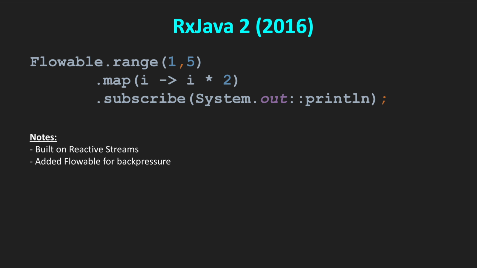Again, the Flowable is another way of saying a publisher, but in this case, it was introduced in order to handle the back pressure in reactive streams.